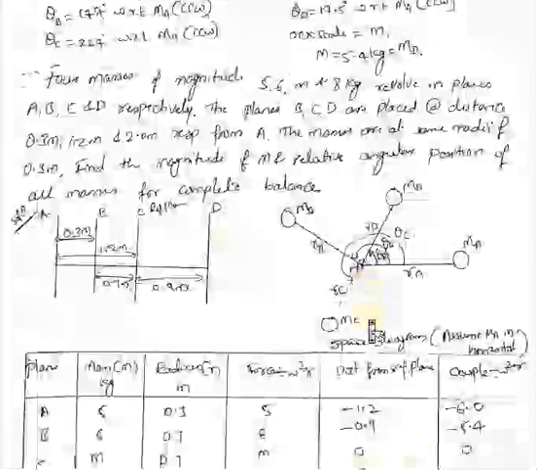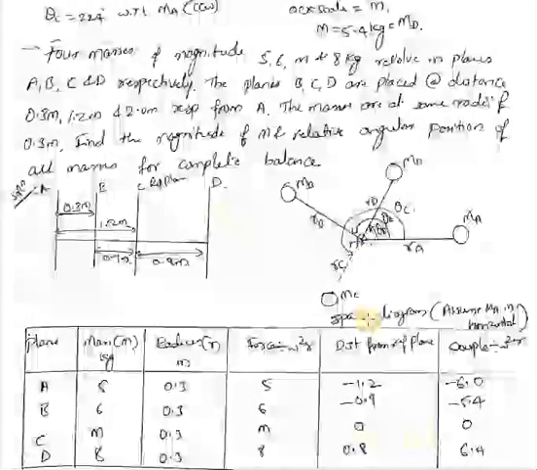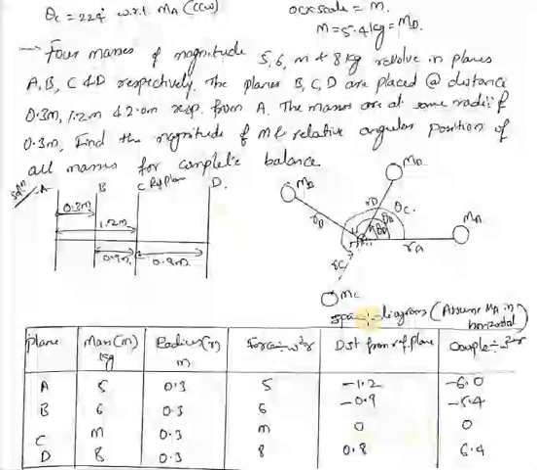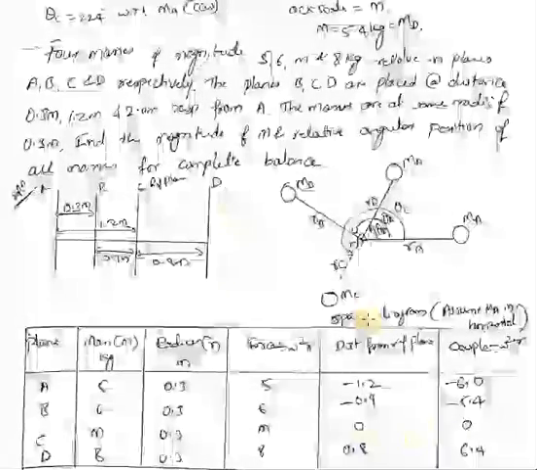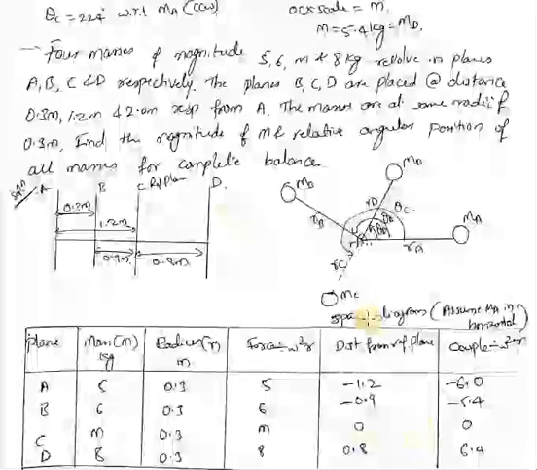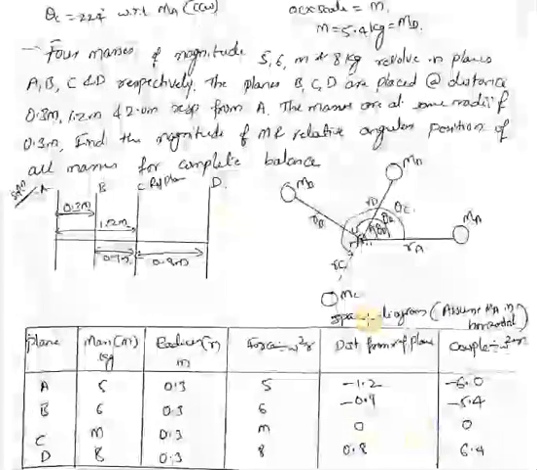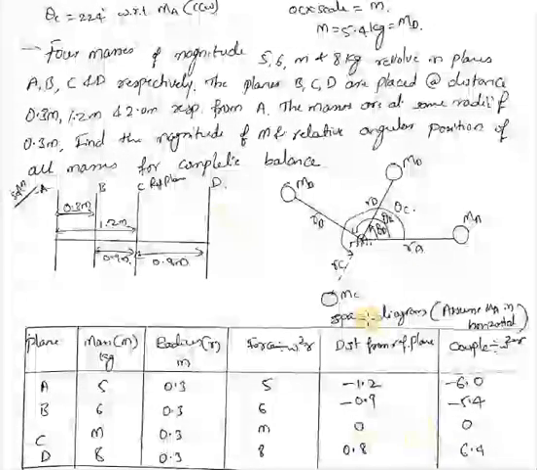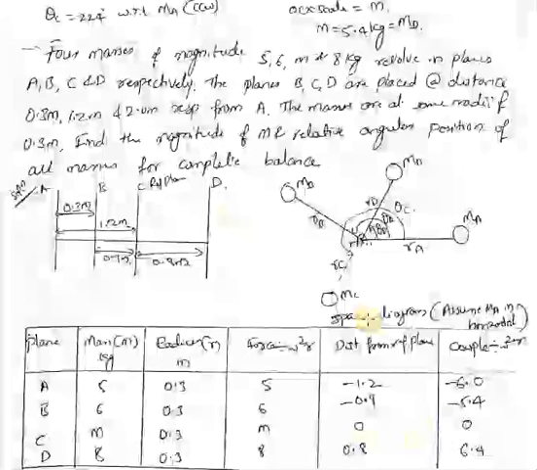Then moving further, the four masses of magnitude 5, 6, M and 8 kg revolve in planes A, B, C and D respectively. The planes B, C, D are placed at a distance of 0.3 meter, 1.2 meter and 2 meter respectively from A. The masses are at the same radius of rotation, that is 0.3 meter. Find the magnitude of M and relative angular position of all the masses for complete balance.